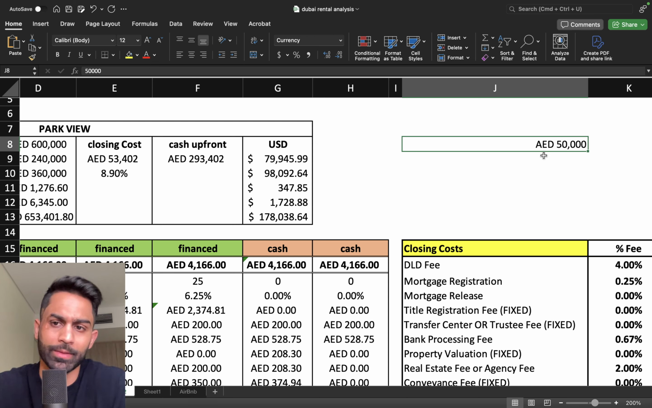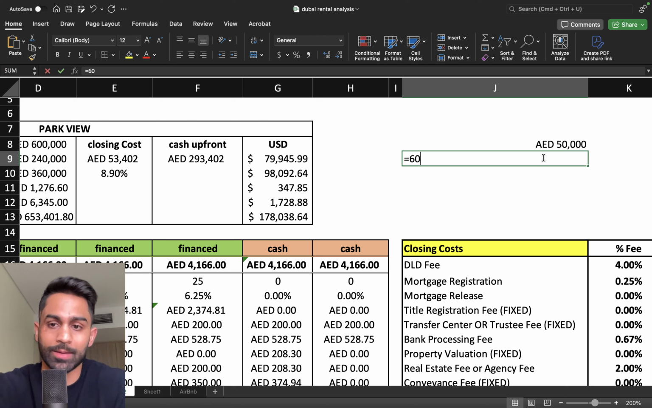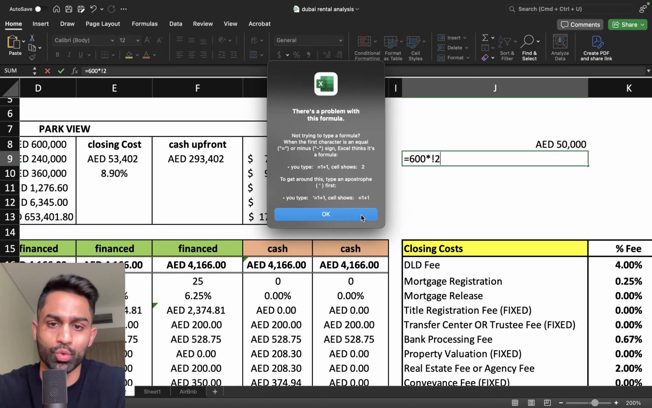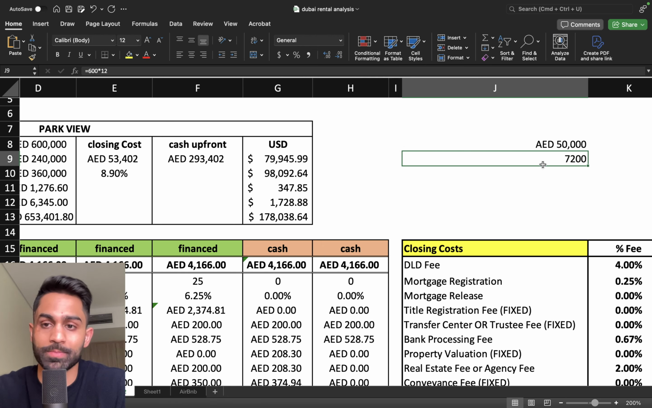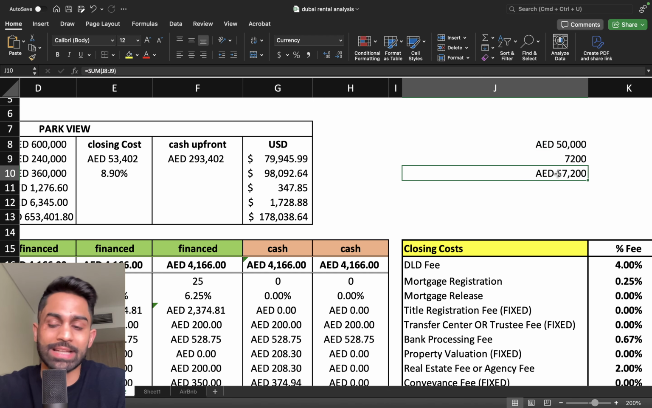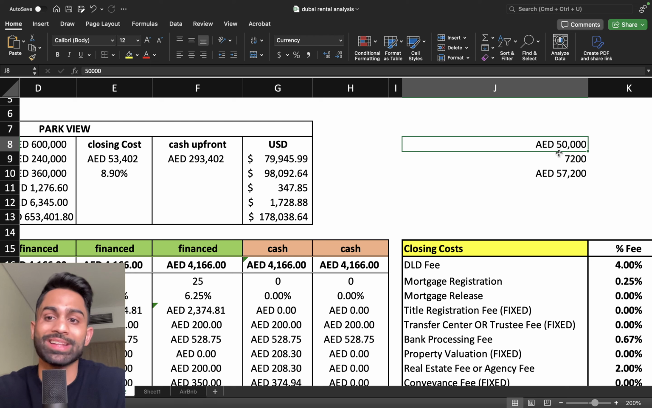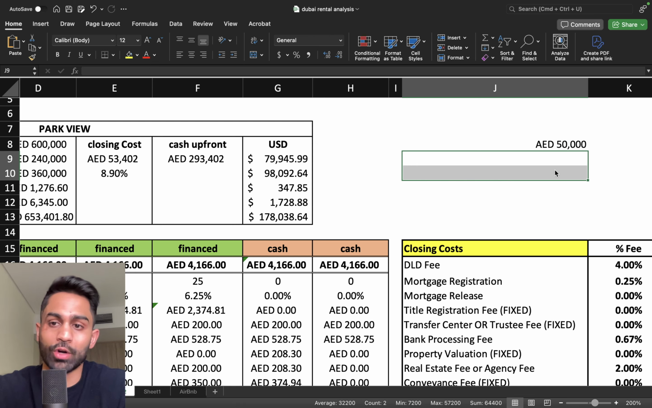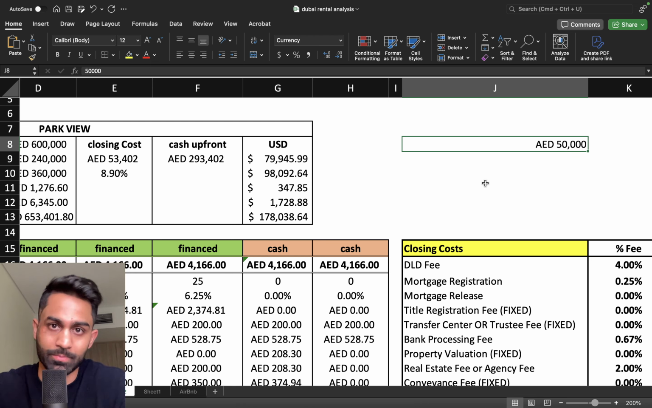Whatever the utilities are, I think he mentioned $600 per month. So that comes out to around $7,200 per year, right? So that's how much he's paying in utilities. So basically his total expenses are $57,200 that he's paying between rent and utilities. But we're only going to account for, obviously, the $50,000 that he's paying for this property as gross rent.